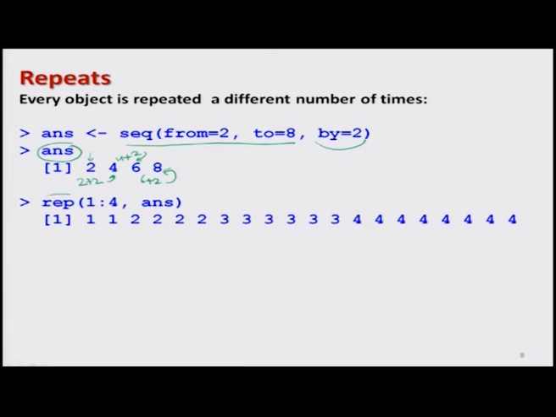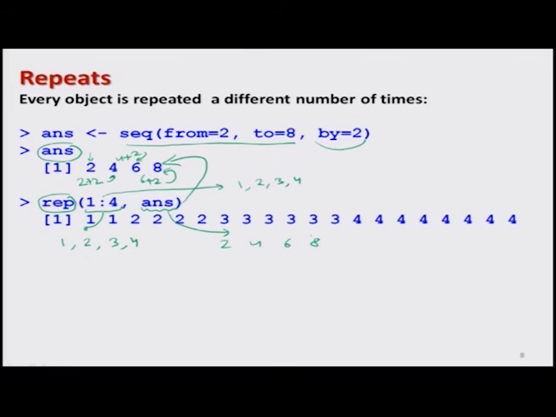Now I am using the rep command, and I am generating a sequence of 1 to 4. So in this part I am generating the values 1 to 4, and then I am saying that please repeat it, and the control is given by the vector ans, which we have obtained earlier. So now if you try to see what will happen, this 1 to 4 will generate a vector 1, 2, 3 and 4, and this ans vector will generate the values 2, 4, 6 and 8.